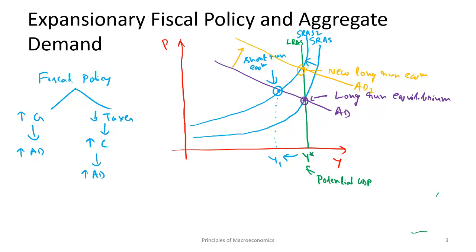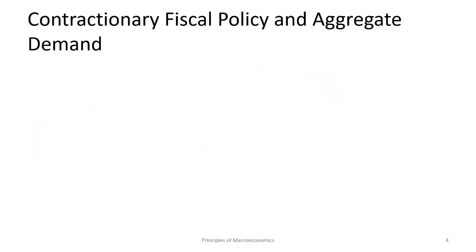Now let me show you what happens if there's a contractionary fiscal policy. In the case of contractionary fiscal policy, government reduces government expenditure and increases taxes to shift the aggregate demand to the left. So it's required when we are booming or the economy is overheating. So we'll start with a long run situation.